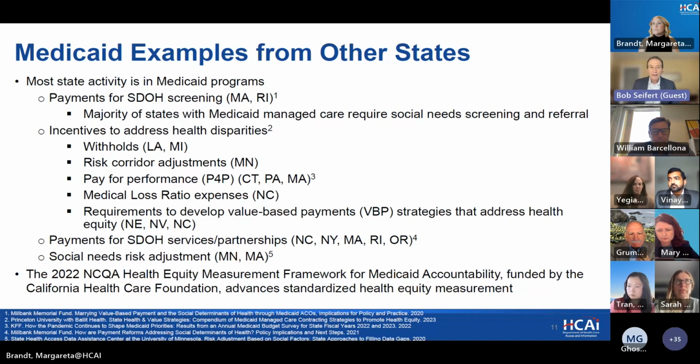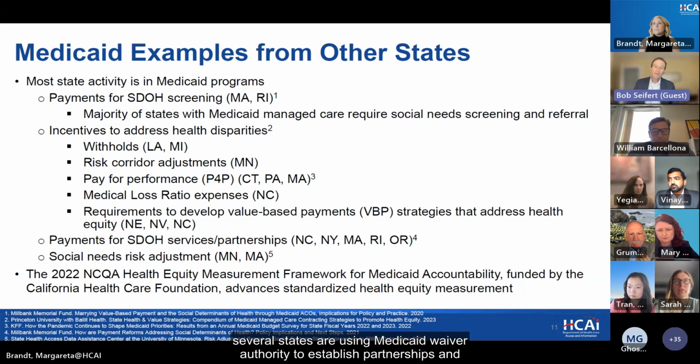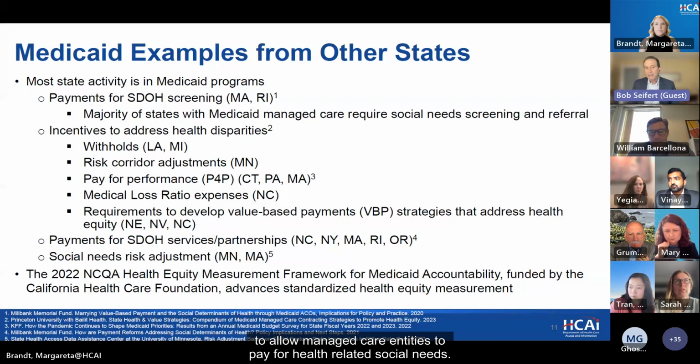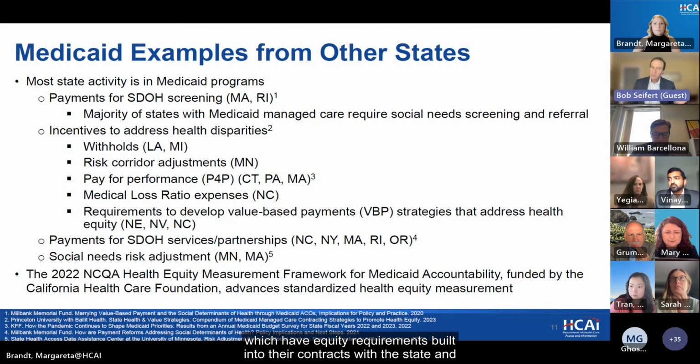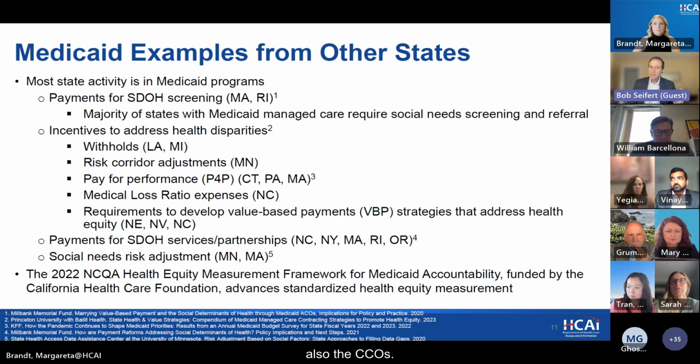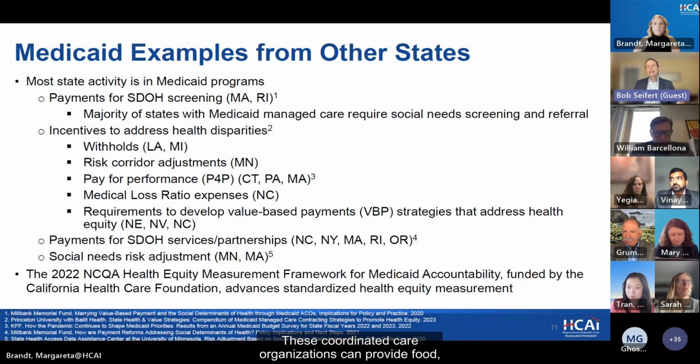Third, several states are using Medicaid waiver authority to establish partnerships and to allow managed care entities to pay for health-related social needs. One good example is the coordinated care organizations in Oregon, which have equity requirements built into their contracts with the state. And the CCOs can actually provide food and housing supports directly for their enrollees.